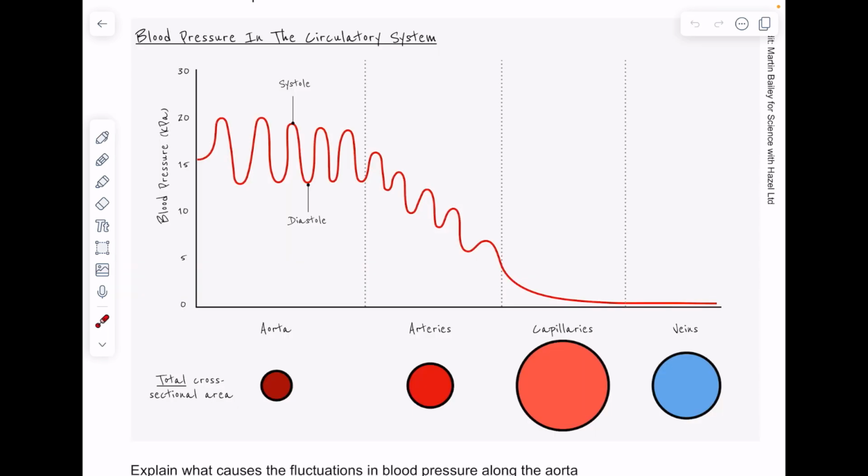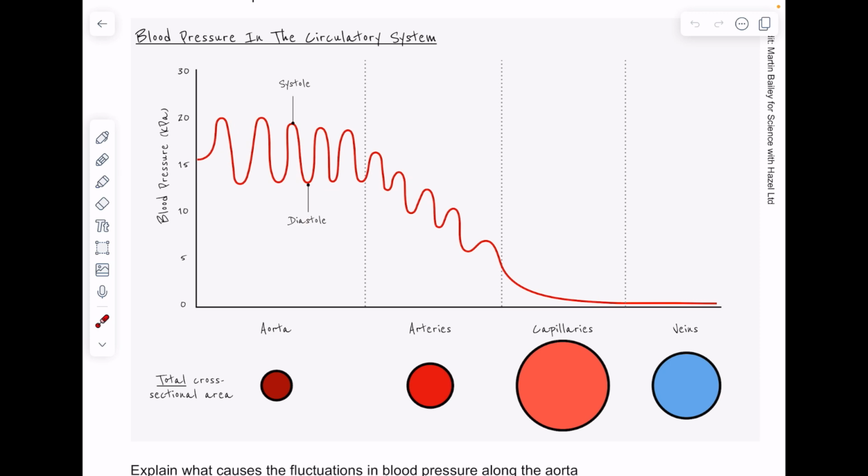So let's take a look at this graph, which is showing blood pressure in the circulatory system. We're comparing arteries, including the aorta, with capillaries and veins. We have blood pressure here on the y-axis in kPa. So the first thing to note is the aorta has the highest pressure, and that makes sense, doesn't it? Because the aorta is closest to the heart. So obviously, whether the heart is contracting or relaxing, so whether there's systole or diastole, will have the largest impact on the aorta. After all, the aorta feeds out of the left ventricle.